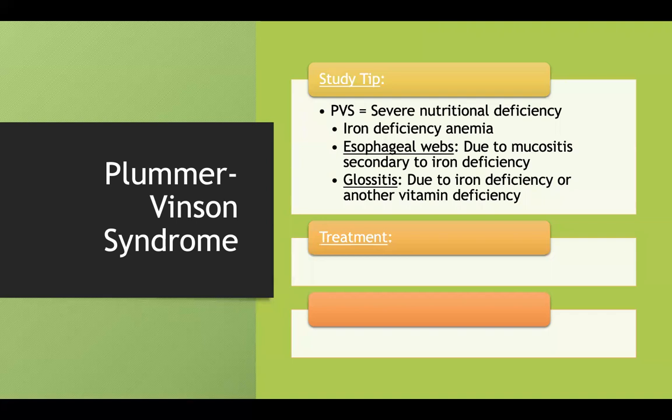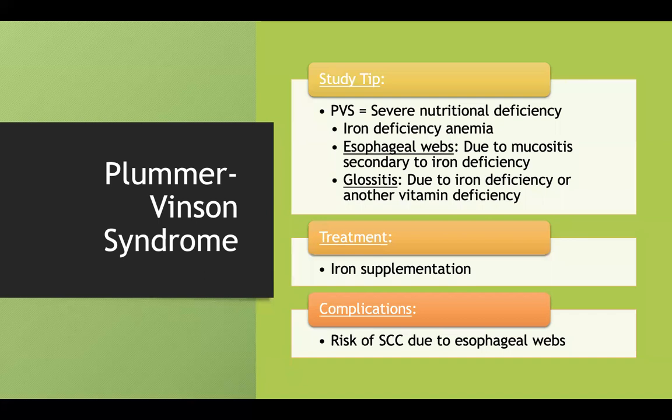And now treatment for this, it should make sense. If we have a nutritional deficiency, how do you think we should treat it? We should give them the nutrients they need, and that's usually iron. And complications of this, we already discussed this, but anytime you have an esophageal web or any sort of chronic irritation to the esophagus or any part throughout the GI tract as we talk about these things, anytime you get chronic inflammation or chronic irritation, that's almost always going to increase your risk of having some sort of cancer down the road.